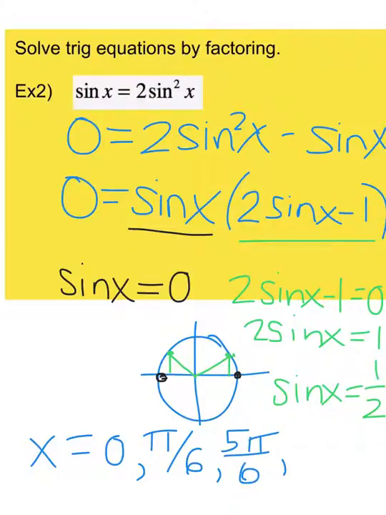And then I also have pi on the left half of the circle here. Last thing I want to do is add 2 pi n to the end of this to show that all of the coterminal angles would also satisfy this equation.